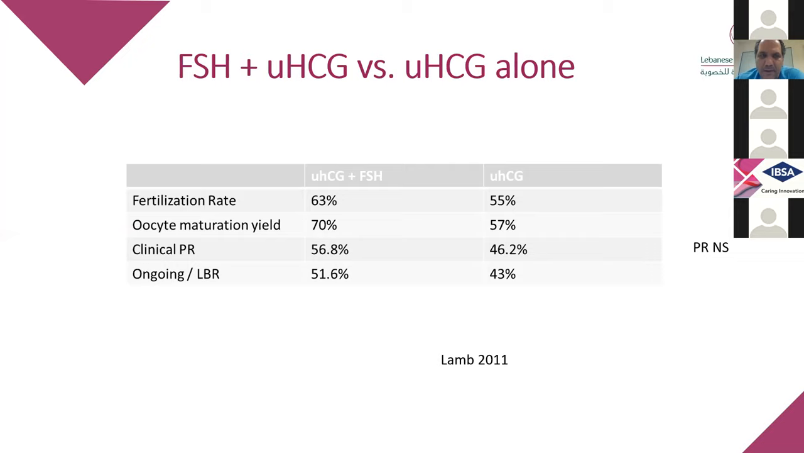She did not get pregnant, but basically FSH alone was not detrimental for the cycle. In a study by Lamp in 2011, they looked at 450 recombinant FSH with 10,000 of urinary HCG, versus just urinary HCG. They found a significantly improved outcome with the added medication. Clinical pregnancy rate and live pregnancy rate, although maybe better in this table, were not statistically significant.